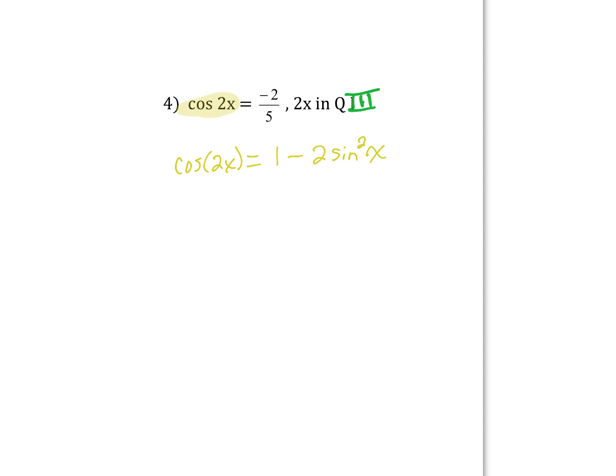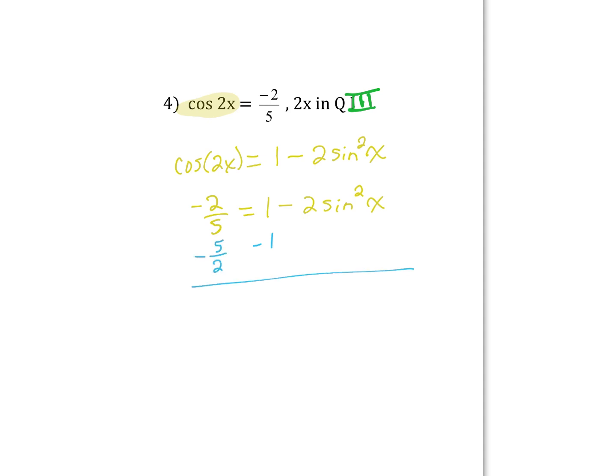Okay. We're plugging in now, think about this, we're plugging into the left-hand side. So we have negative 2/5 is equal to 1 minus 2 sine squared x. So let's think about the math here. Let's change colors. Okay, I'm going to need to subtract this 1 first, only on this side.